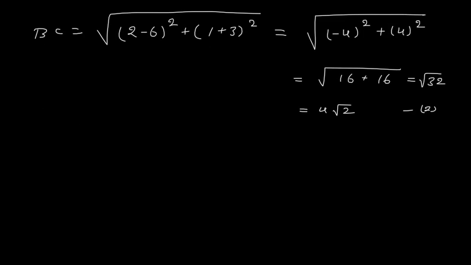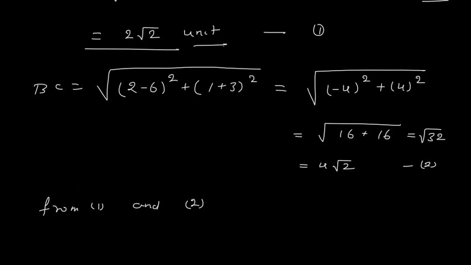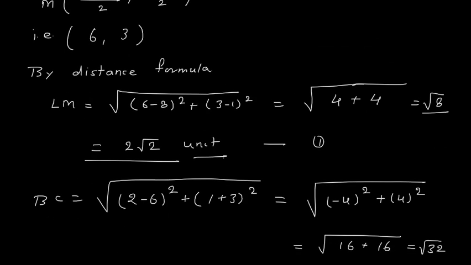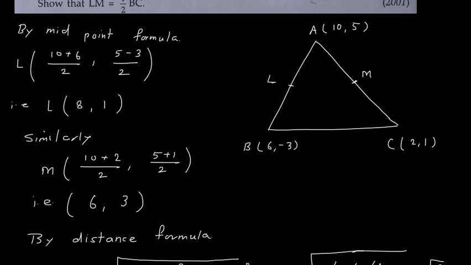So I will say from 1 and 2: from 1, the value we got is 2 root 2. From 2, BC we got 4 root 2. So from 1 and 2 I can say that this LM is half of BC. LM is equal to half of BC, right? This LM is half of BC. This is question 31.